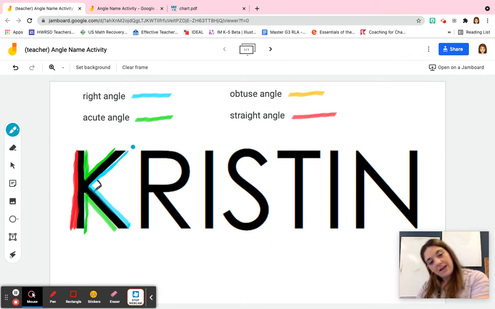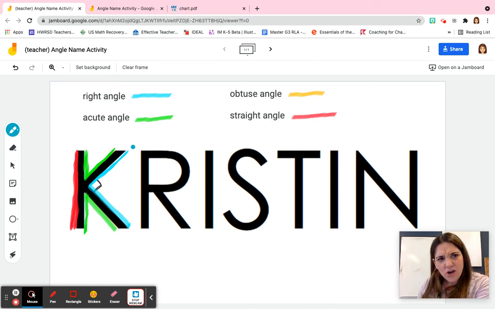It doesn't look like it. If I kind of turn my head, I can see, yeah, it's definitely a right angle. So the first letter of my first name is done. I had a straight angle, two acute, and a right angle that all make up the letter K.